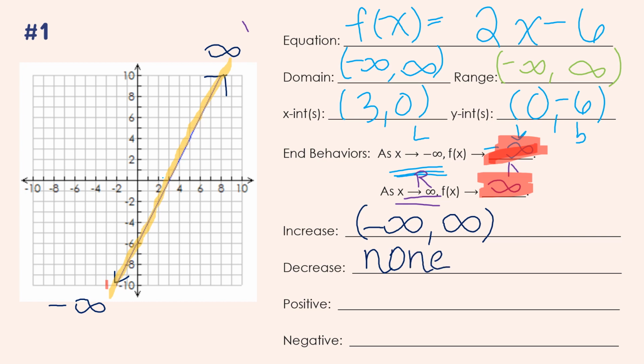Lines do one or the other. They cannot go up and go down. Okay, so make sure that one of them says none. For positive and negative, we don't care if it's going up or down. What we care about is it above or below that x-axis. So I'm going to make this x-axis stand out. Okay, I'm looking above or below that line.